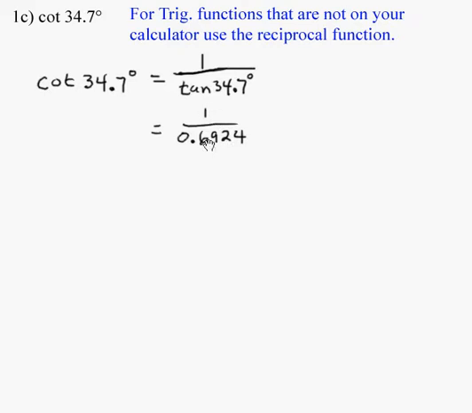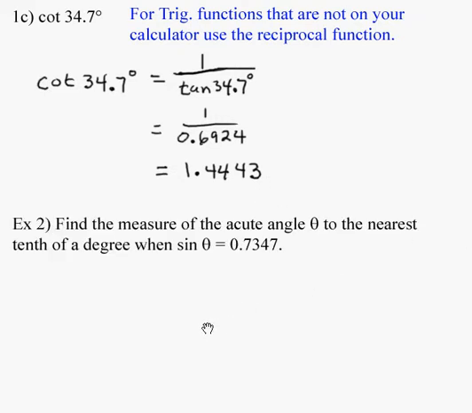Last step is we want to take 1 divided by that. So clear your calculators. Take 1 divided by 0.6924. And that tells us the cotangent of 34.7 decimal degrees is 1.4443 when we round it to 4 decimal places.